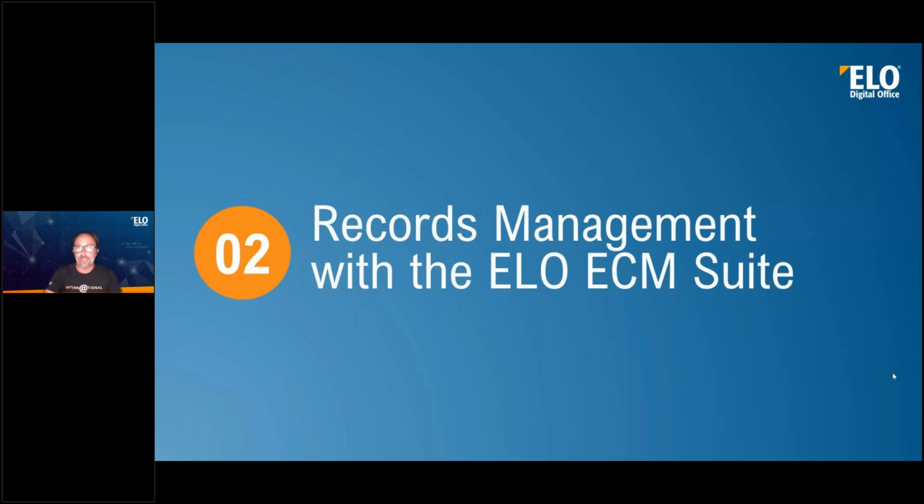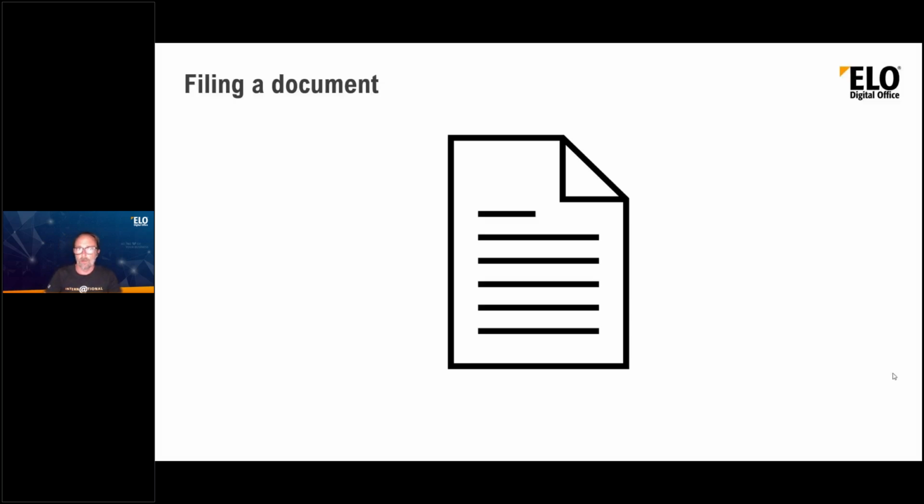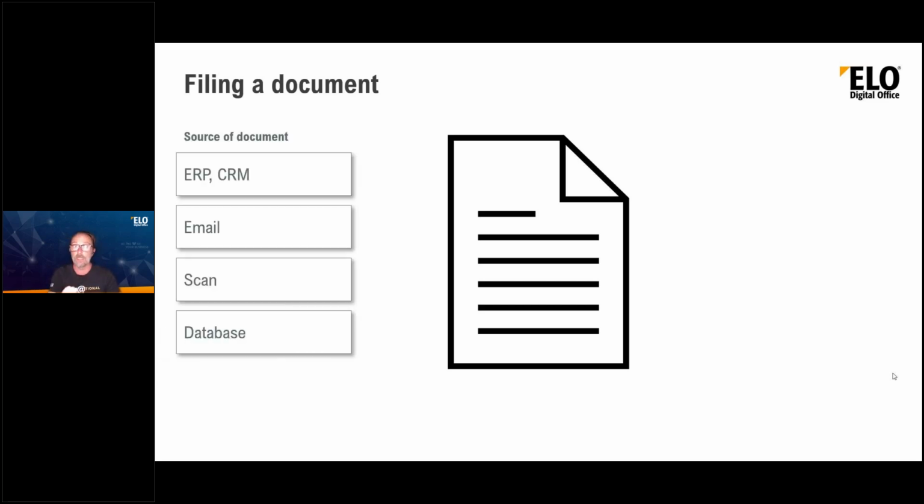First of all, we receive a document. And normally this is the start for creating a new record. And when you file a document, then you have to think of what's the source of the document. Did we create it ourselves in our ERP or CRM? Or did we receive it with an email because it's an order from a customer? Or did we scan it because we received it physical? Or did we create it from data in a database? Well, there are many sources for documents.